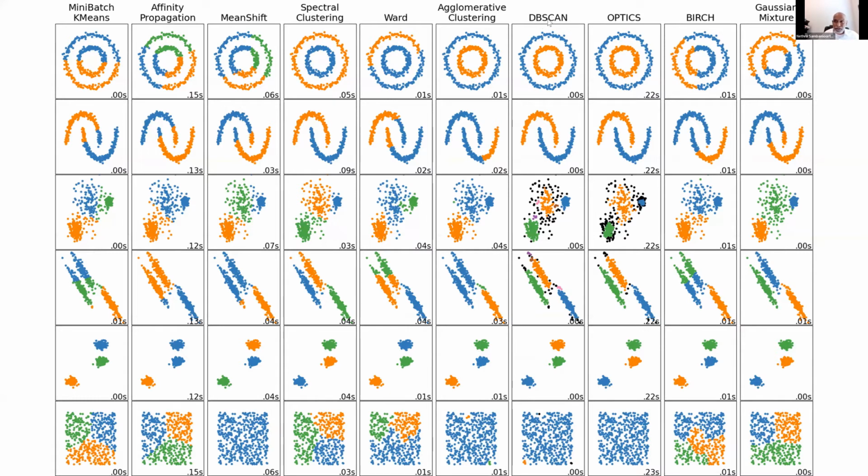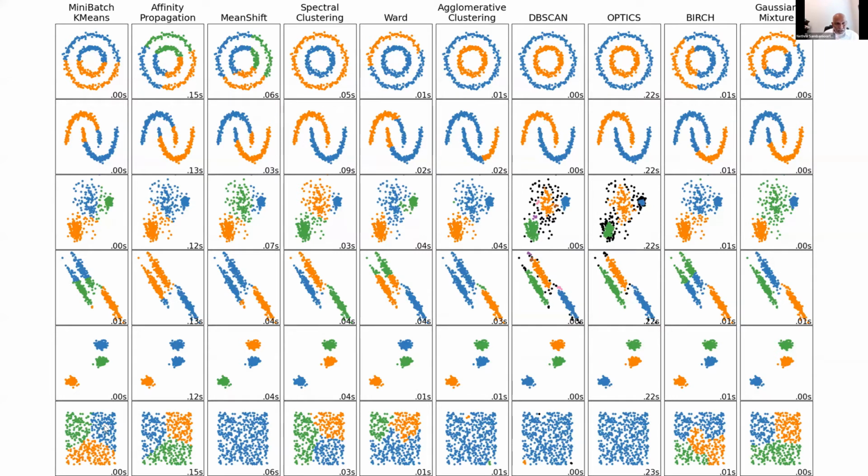DBSCAN, very, very interesting. These are all new world ML approaches. Optics, which supports the DBSCAN. Birch is another method. Gaussian mixture is another method. You can see that there are different data sets here. The plot itself tells you these are different data sets. So let's take a look at this one.